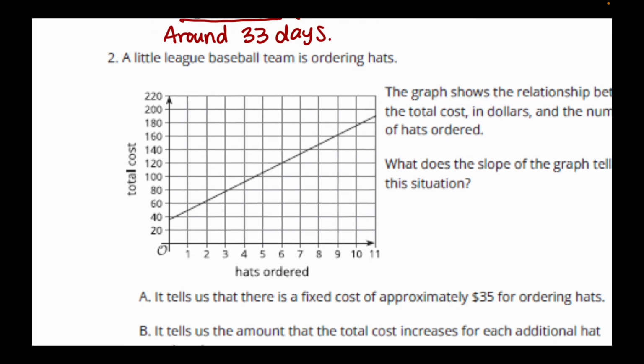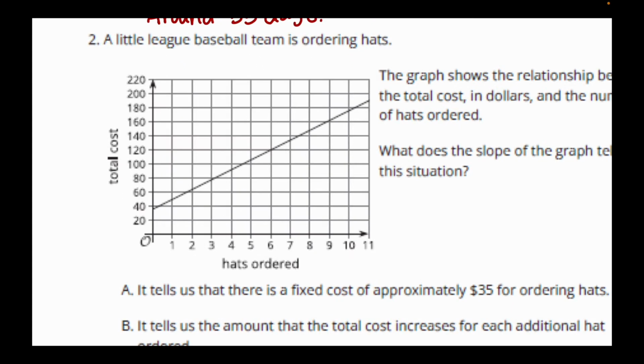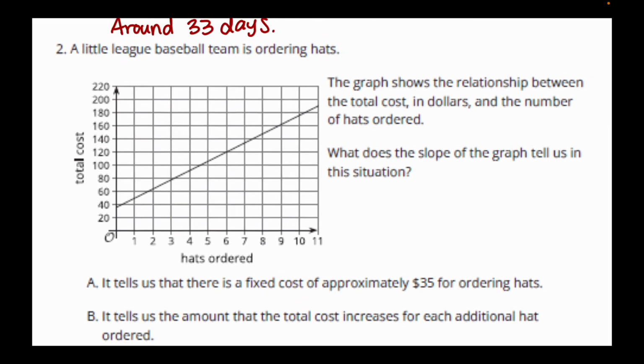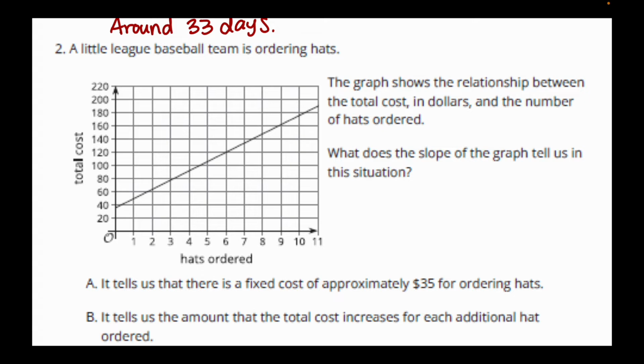Question 2, we have a Little League baseball team, and they are ordering hats. This graph shows the relationship between the total cost and the number of hats. So you'll see we have total cost on the left. That's our vertical or our y, and then the number of hats that they order is on the horizontal or the x-axis. The first thing that they're asking is right over here. What does the slope of the graph tell us in this situation?